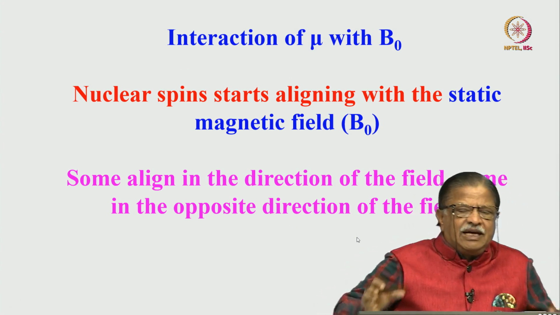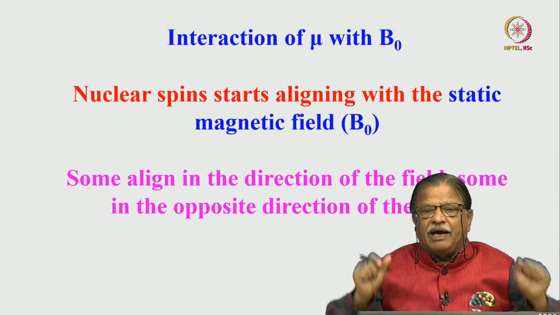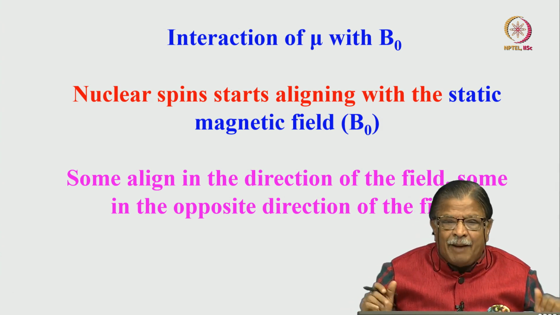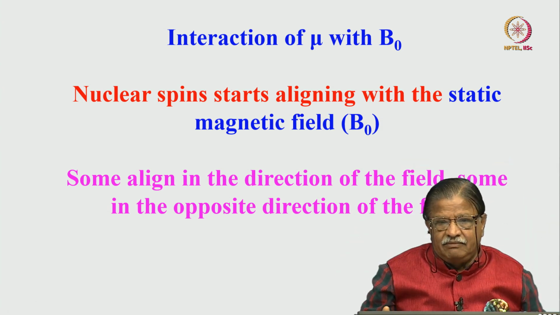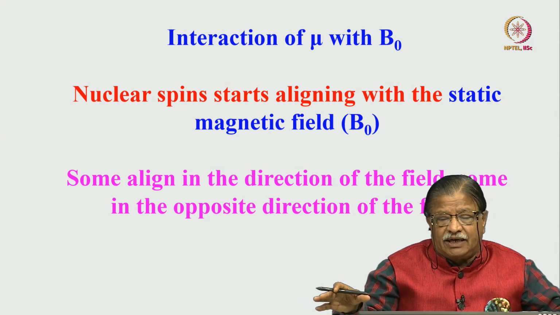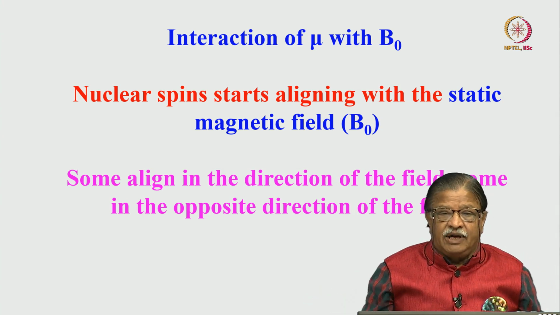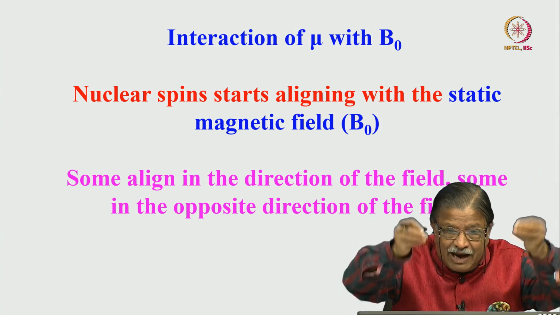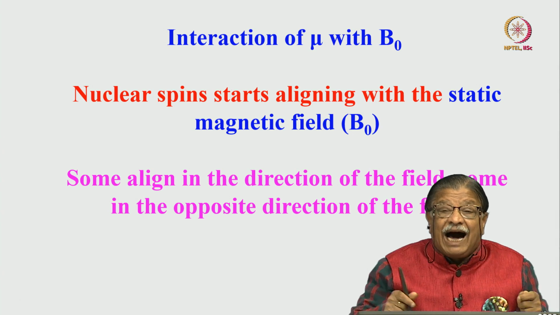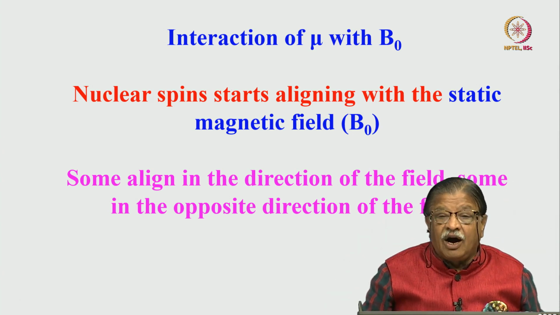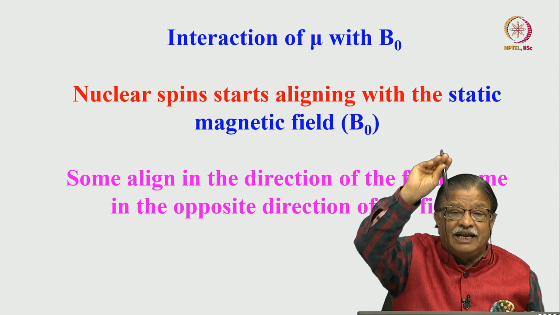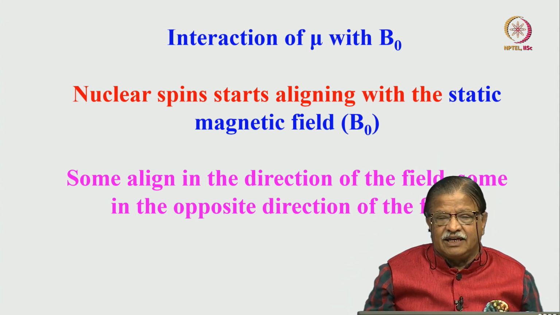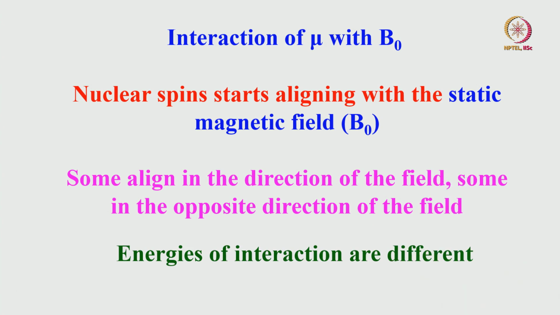if you consider nuclear spins. As soon as you put the nuclear spins inside an external static magnetic field, what is going to happen? The nuclear spins start aligning with the static magnetic field. Initially they are all randomly oriented, there is no preferred orientation direction of the nuclear spins. As soon as you put them in the external magnetic field, they start aligning with it. How do they align? Some of them align in the direction of the field, some of them align in the direction opposite to that of the field.